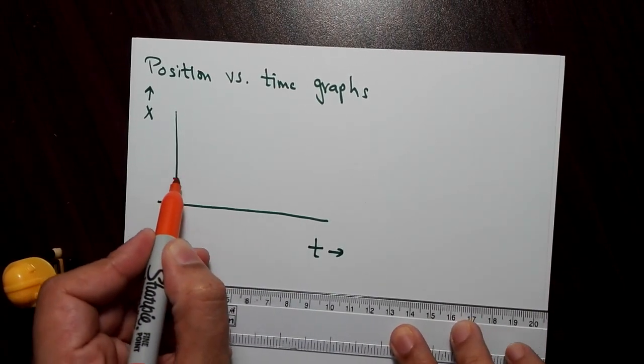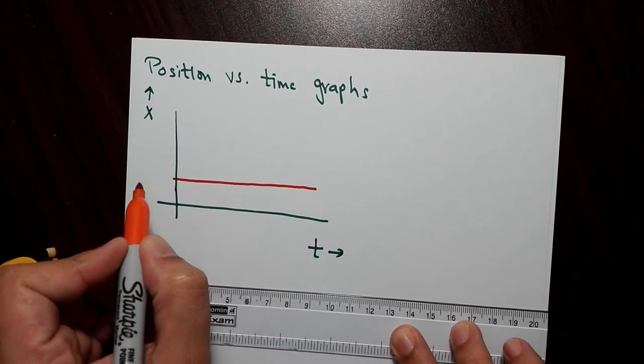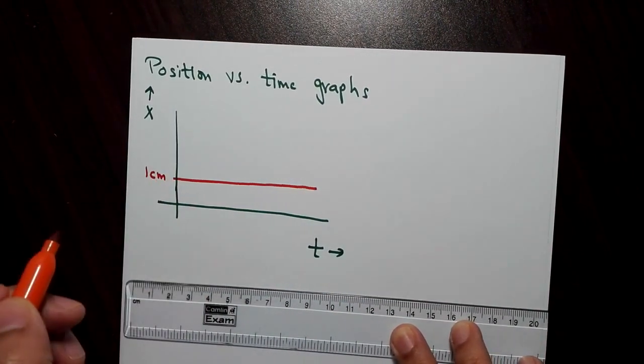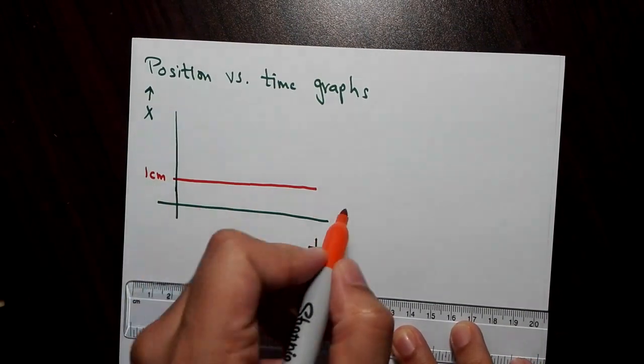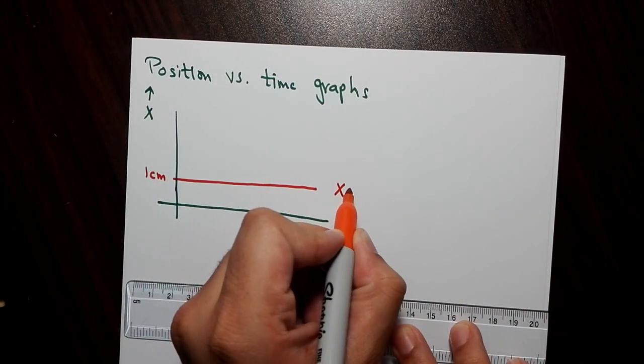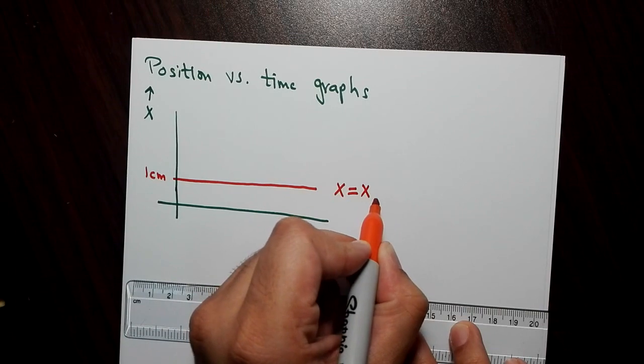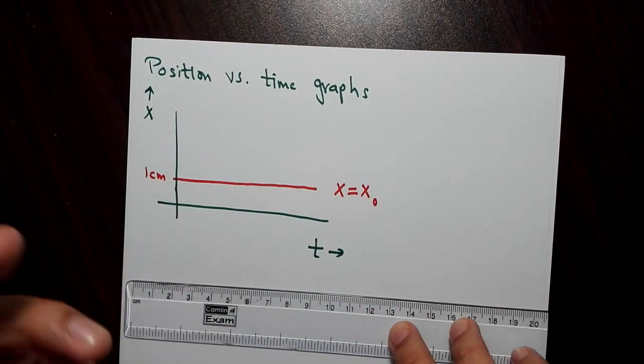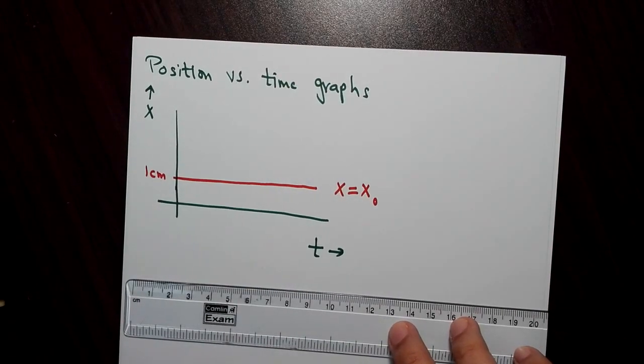Okay, and this value is going to be 1 centimeter. Okay, so the equation for Mr. Fireman in this scenario is x equals x naught, right? Which is where x naught is just 1 centimeter. Okay, so this is the simplest position versus time graph.